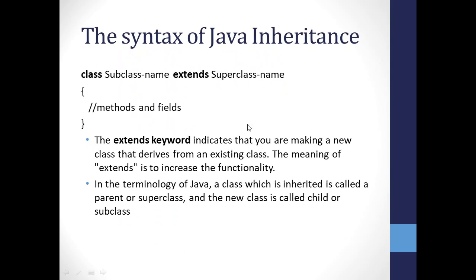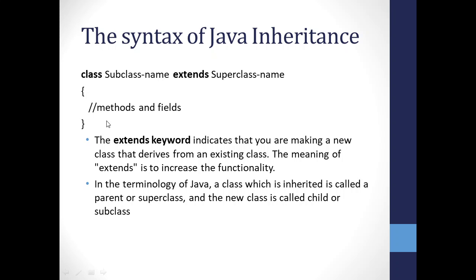This is the syntax of Java inheritance. Here we write class, subclass name, extends, superclass name. Already we have written the superclass code for the subclass. We write the methods, data fields, etc. within the braces.